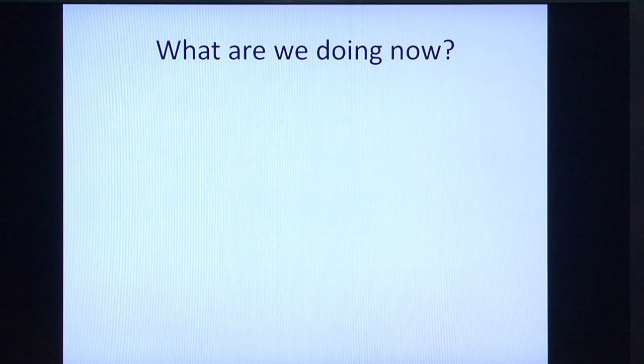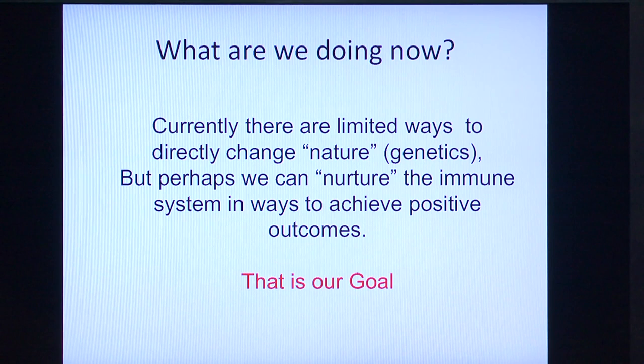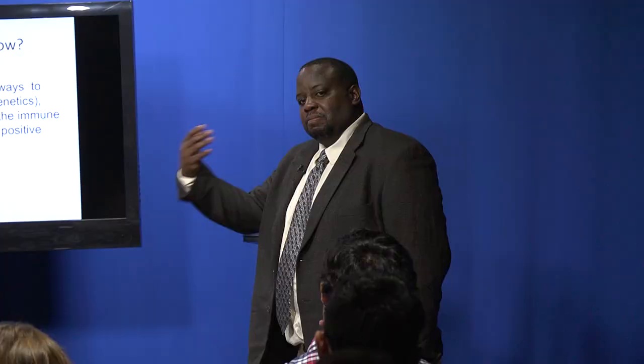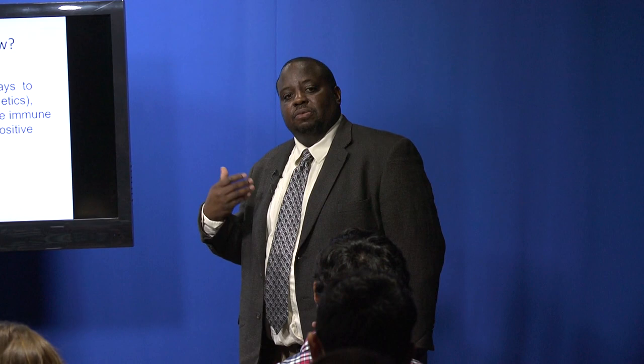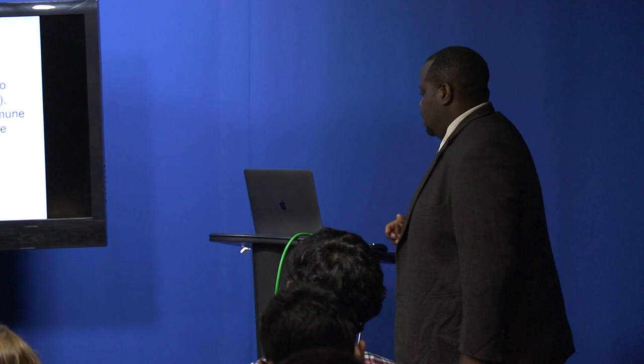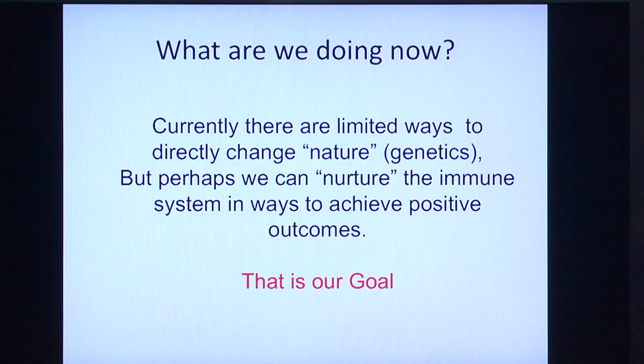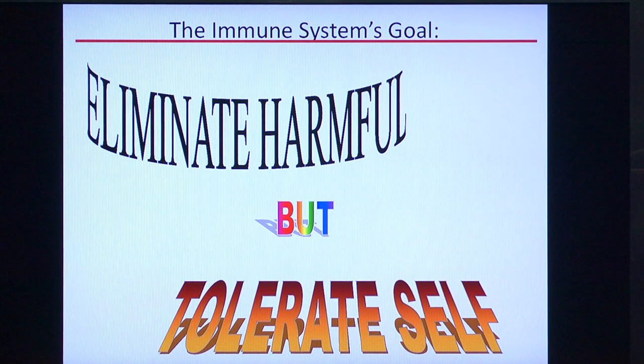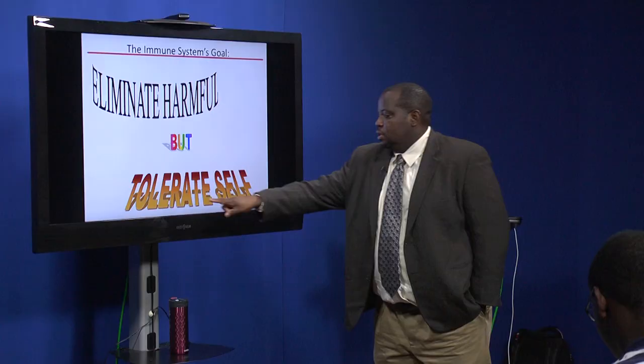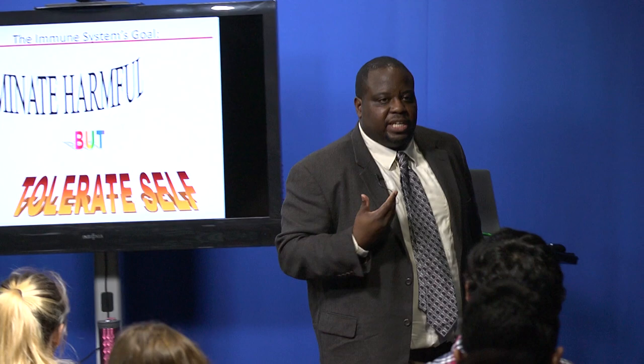So what are we doing? I've kind of talked about this. Although we have things like CRISPR, our ability to actually change our genetics is still very limited. But if we can nurture the immune system in a way that makes it more positive, that prevents it from moving towards these autoimmune settings, that's what my lab is focused on. So as I said, the immune system's goal is to eliminate those things that are harmful. But at the same time, it also has the role of tolerating self.